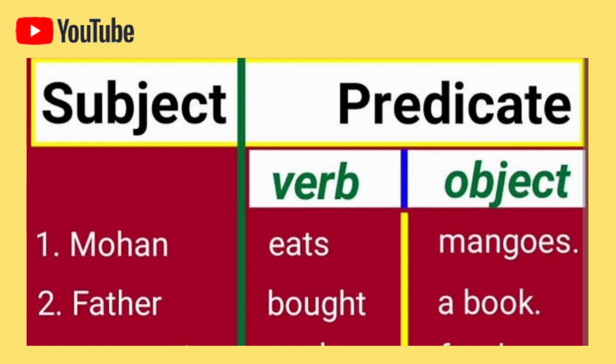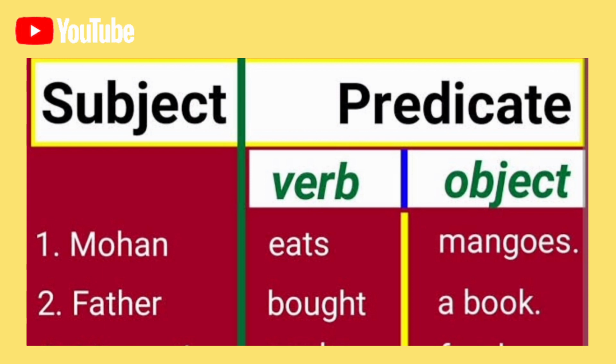In the first sentence, Mohan eats mangoes. Mohan is the subject and eats mango is the predicate. In the predicate part, we have a verb and an object. The verb is eats and the object is mango. What does Mohan eat? Mohan eats mango. So eats is a verb, an action that Mohan does in this sentence.